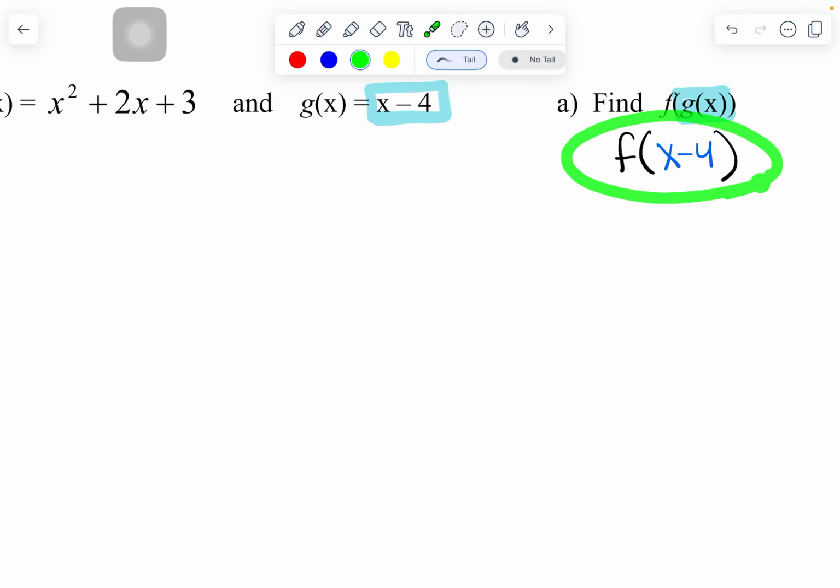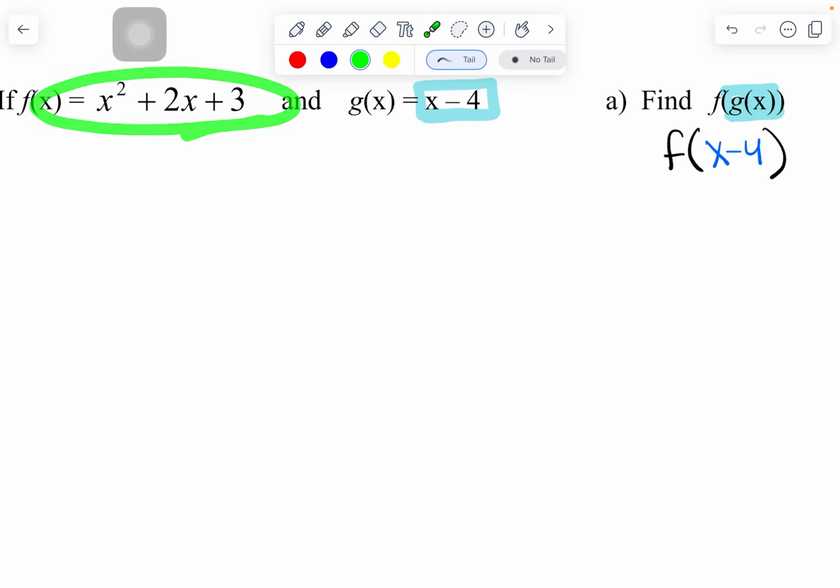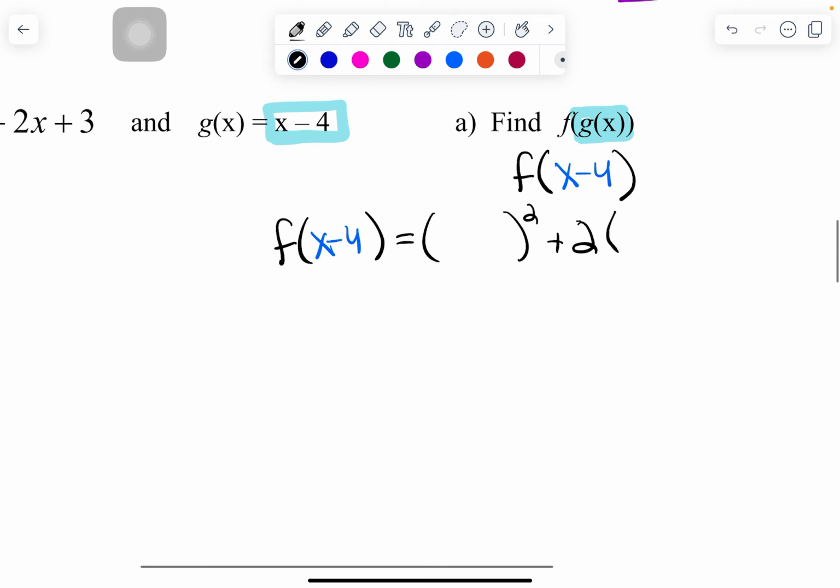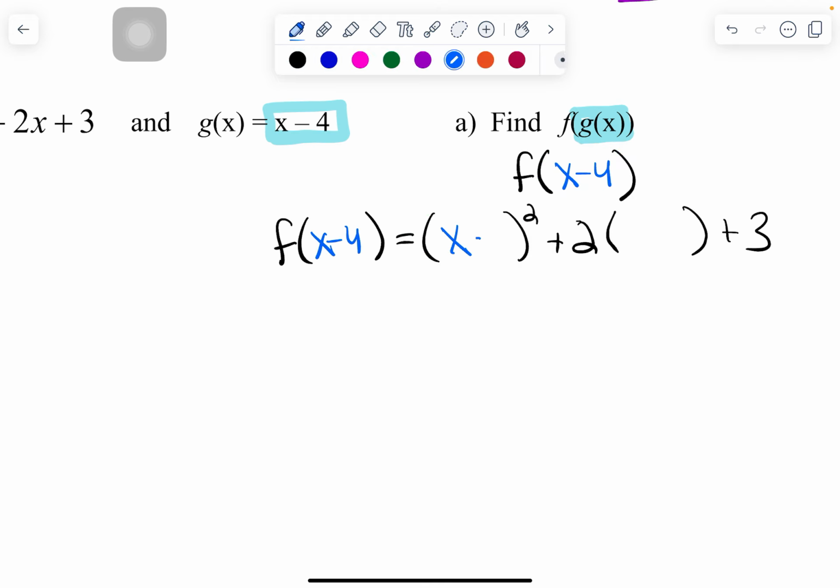And now this is what I'm evaluating, okay? And this is where I'm going to try and keep the function over here. So here's my function, f of x, and wherever I have an x, I'm going to replace it with x minus 4. So this is going to equal, I got x squared, plus 2x, and then plus 3. And each of these spaces for x is going to take on that x minus 4 expression.